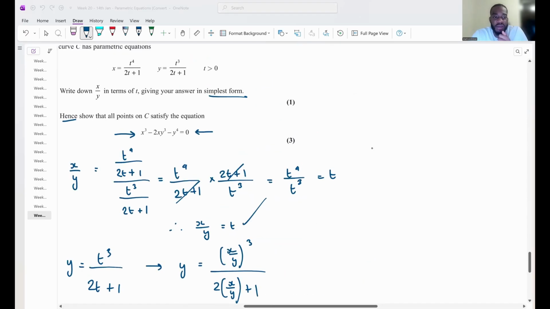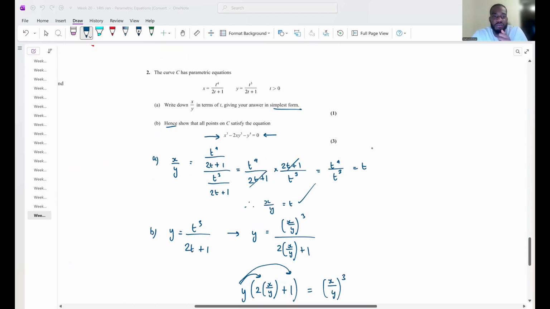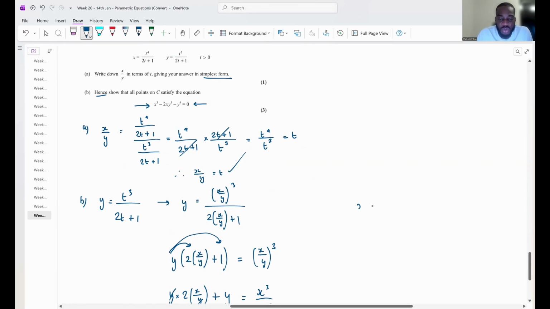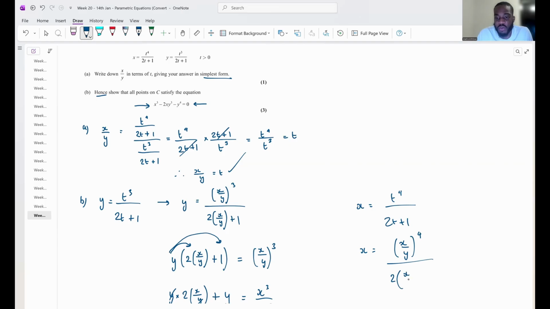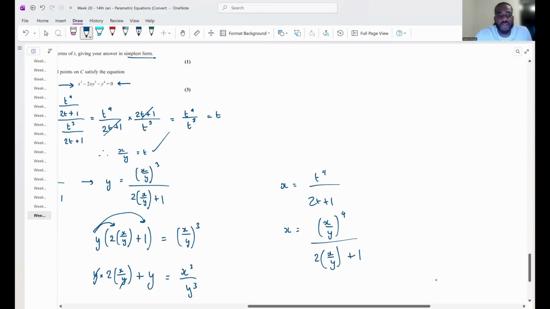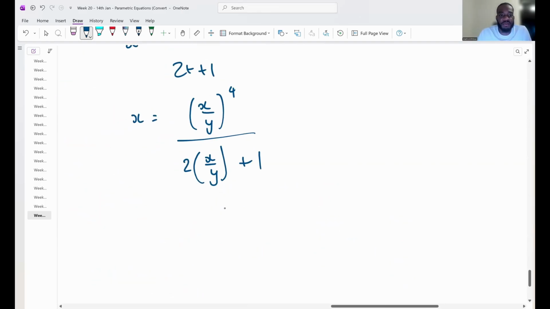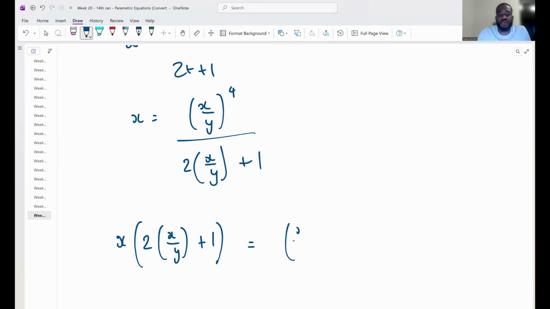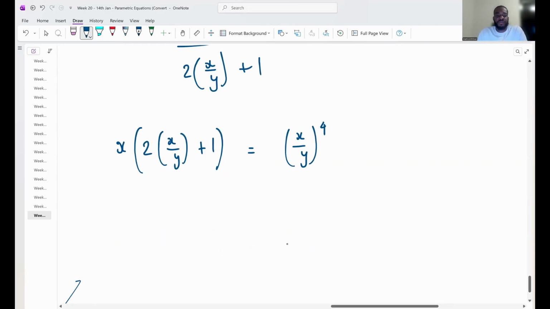And then if you were to do it the other way, what did we do? So let's just do it the other way. I'll do it quick. x is equal to, what is it? t to the 4 over 2t plus 1. And t is x over y. So t is equal to x over y to the 4 over 2 lots of x over y plus 1. So doing that, you're going to times that up. It's going to be x times by 2x over y plus 1 is equal to x over y all to the 4.